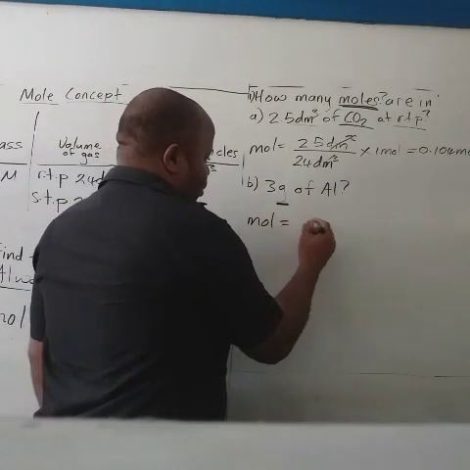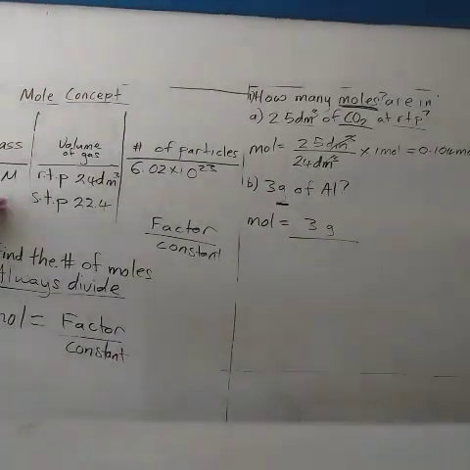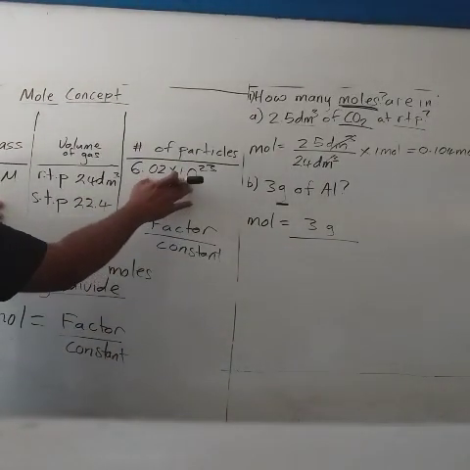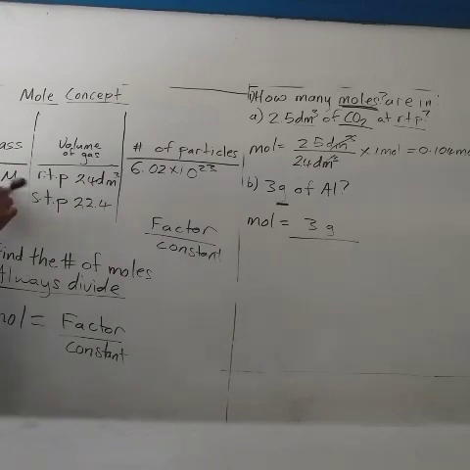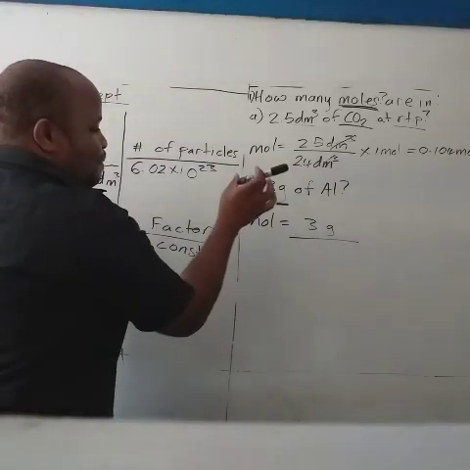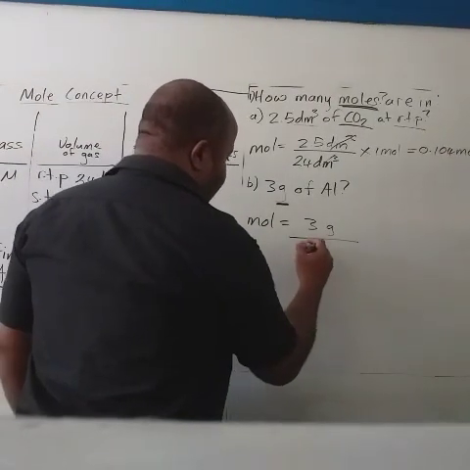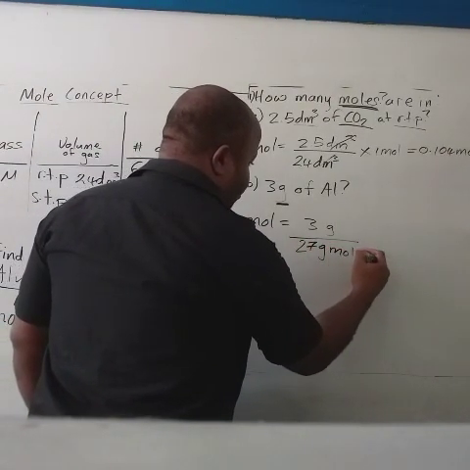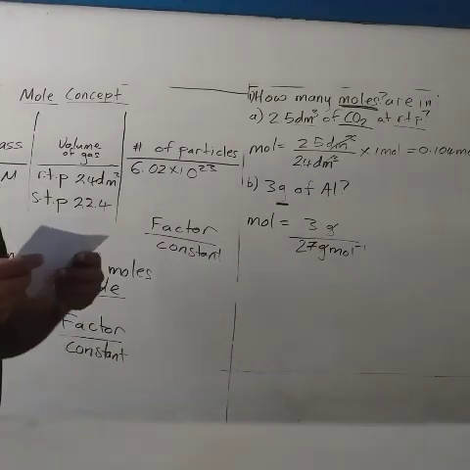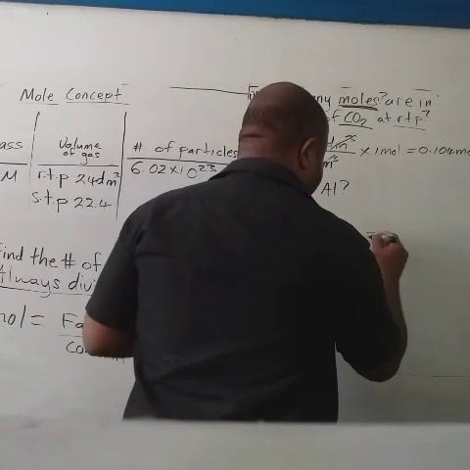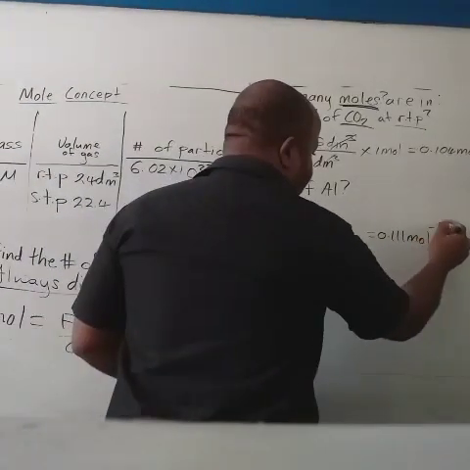So the mole here would be 3 grams. Because we're dealing with mass, the constant we have to use is molar mass. This number is when you are dealing with particles. This number is when you are dealing with volume. And the molar mass is when you are dealing with mass of a substance. They gave you the mass of aluminium, which is 3 grams. So you need to know the molar mass of aluminium, which is 27 grams per mole. Gram will cancel gram. So 3 divided by 27, that is 0.111 moles.